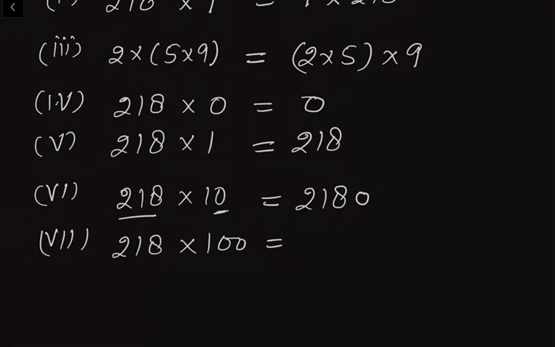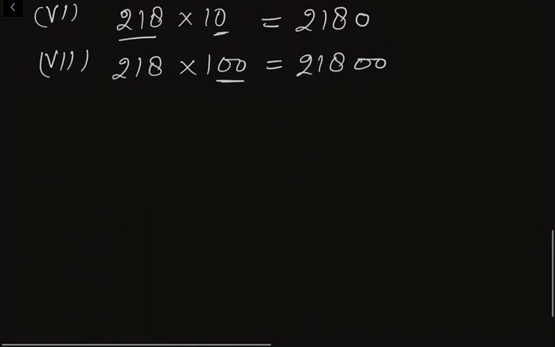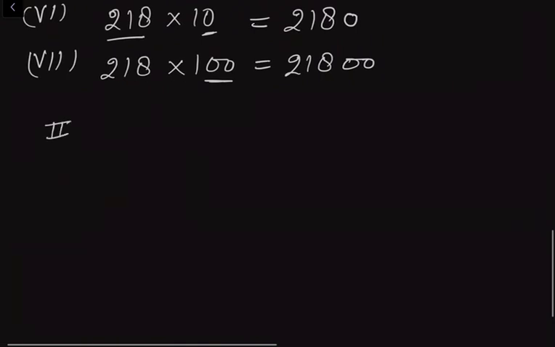If we multiply by 100, then put 218 with 2 zeros. In the same way, we can do multiplication. Let us do a multiplication for large numbers. Let us have an example.